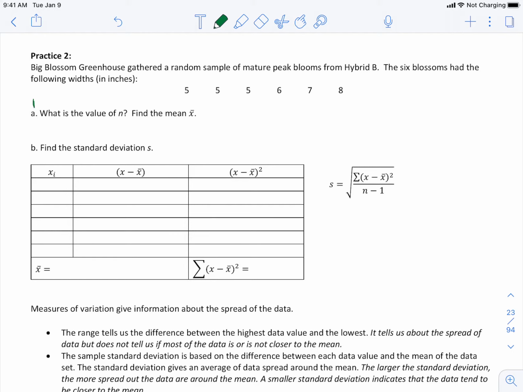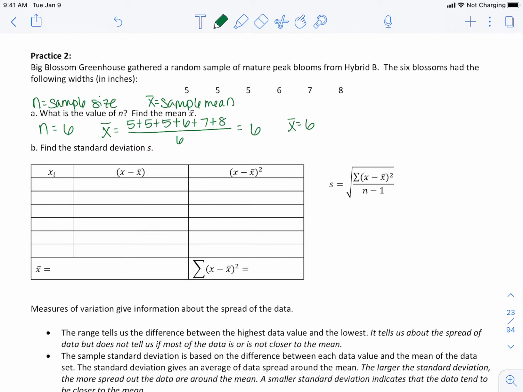If you recall, n is the sample size. So our n is 6. X bar, remember, is our sample mean. So to find that, we're going to do 5 plus 5 plus 5 plus 6 plus 7 plus 8. Divide that by 6, and our sample mean is 6.